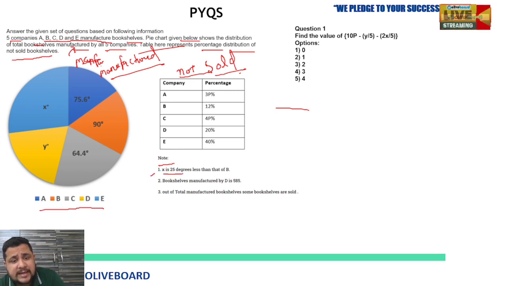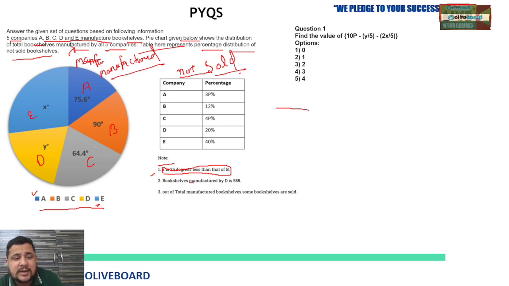First point, X is 25 degree less than that of B. Because if you see the pie chart, there is the distribution of manufacturing for five companies. Now A is represented by this blue color, this is B, this one is C, this yellow one is D, and this light blue is E. Now what are they saying? X is 25 degree less than that of B.